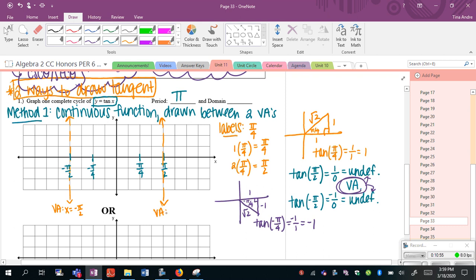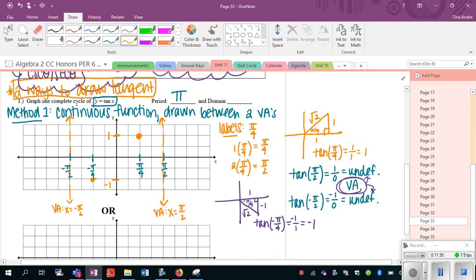So vertical asymptote x equals pi over 2. And then for my in-between points here, at pi over 4, I'm going to have a value of 1. So let's go ahead and just call every 2 boxes 1 here, negative 1. So this is going to be pi over 4, my value is 1. And at negative pi over 4, I'm at negative 1.